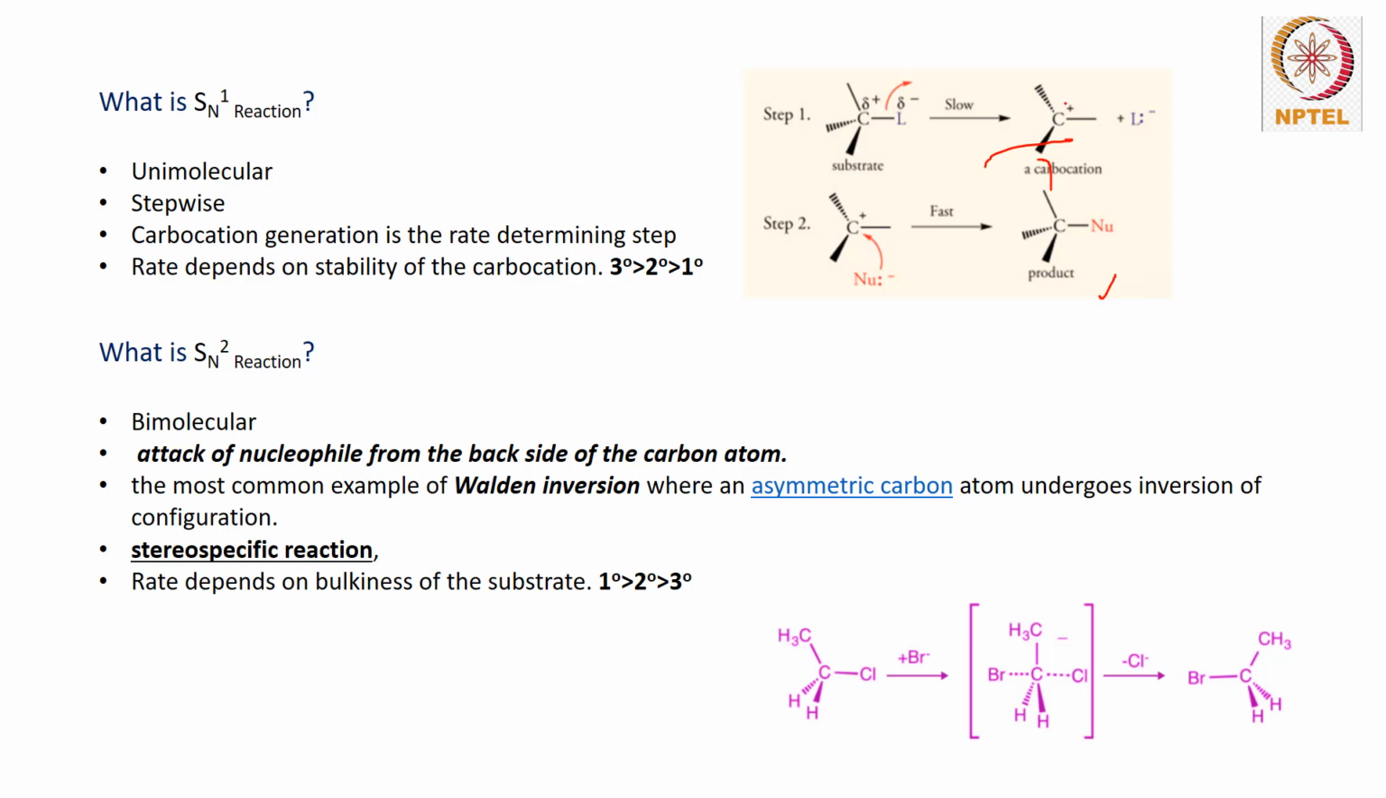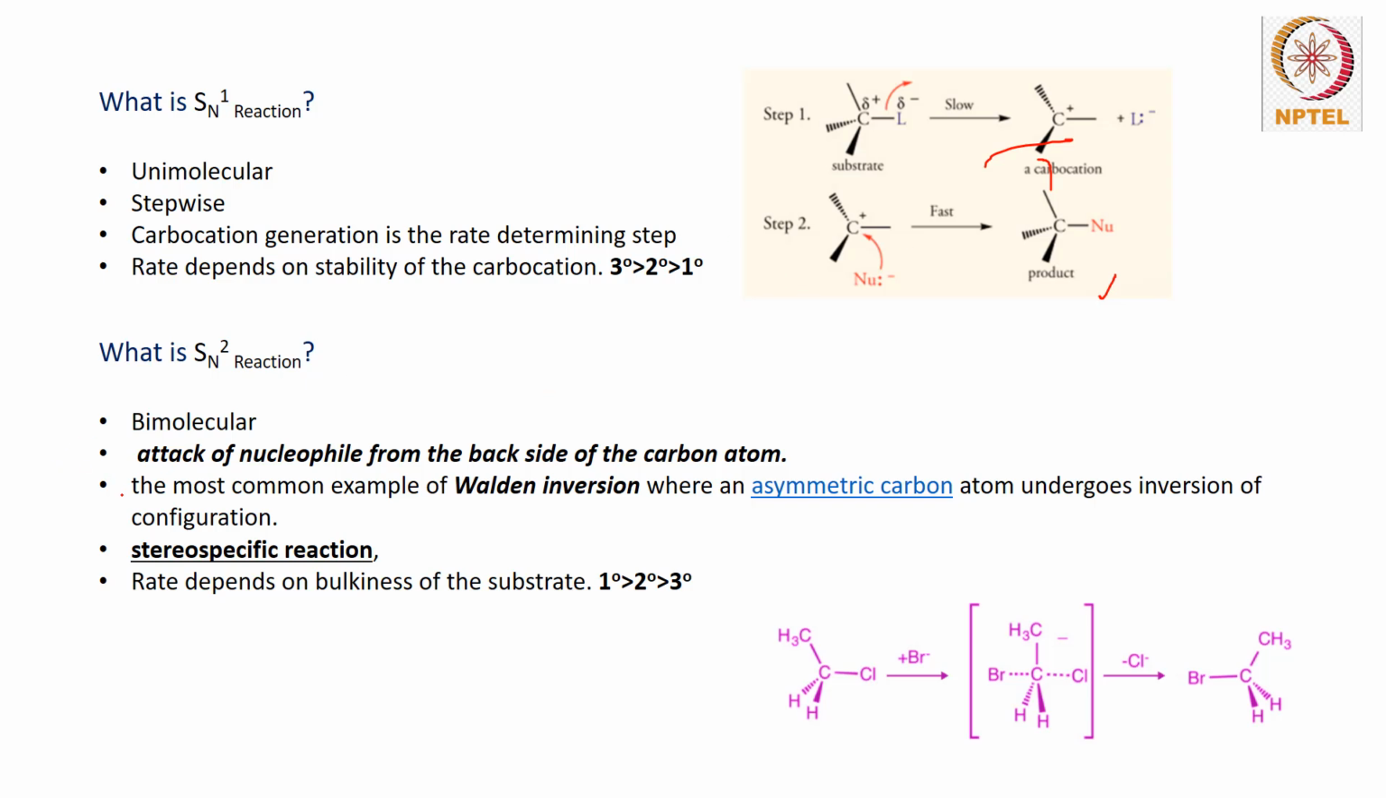Because of that, this carbocation will be more stable, making this slow step comparatively faster. Therefore, the 3 degree carbocation will react faster, whereas 2 degree, then after that 1 degree.